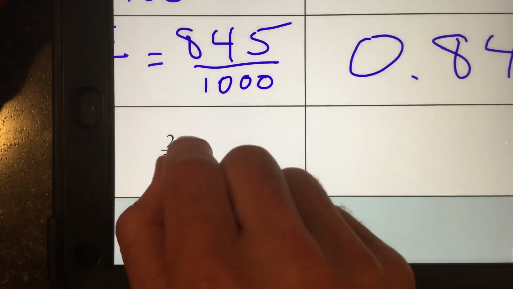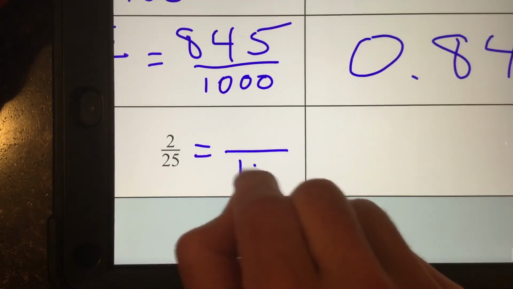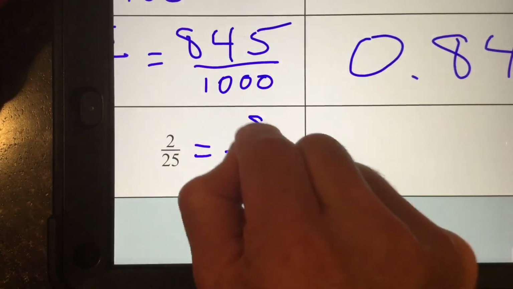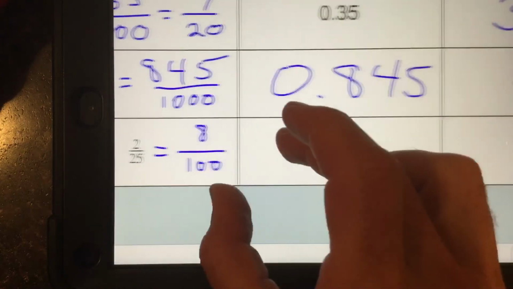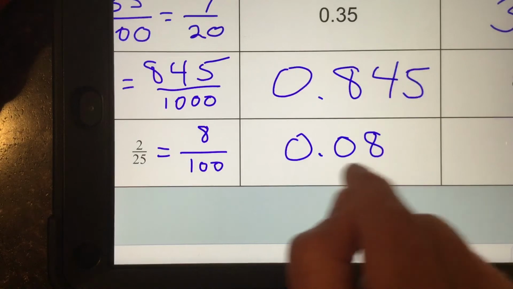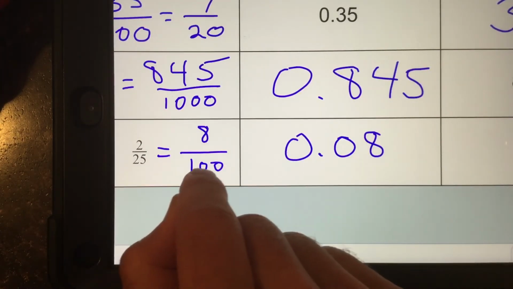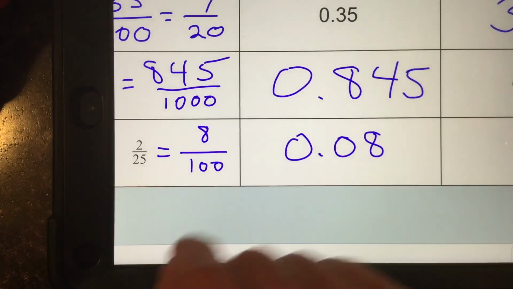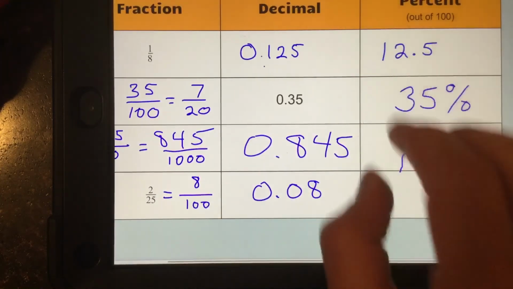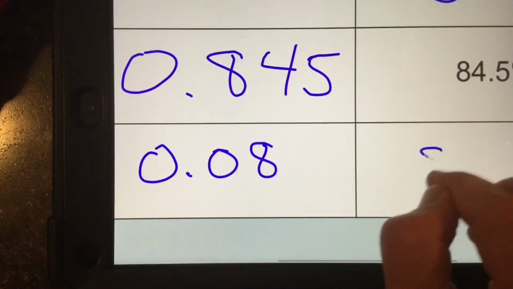As 2 out of 25, if I need to, this actually is a really nice denominator. It goes right to 100 by multiplying by 4, right? 25 times 4, so 2 times 4 is 8. So how do I write 8 hundredths? That's 0.08. Now I could again divide this out. I could type in my calculator 2 divided by 25 or 8 divided by 100. It's going to come out as 0.08. So how many parts, again, how many parts per 100 is it? Well, that's just 8. So this would be 8%.